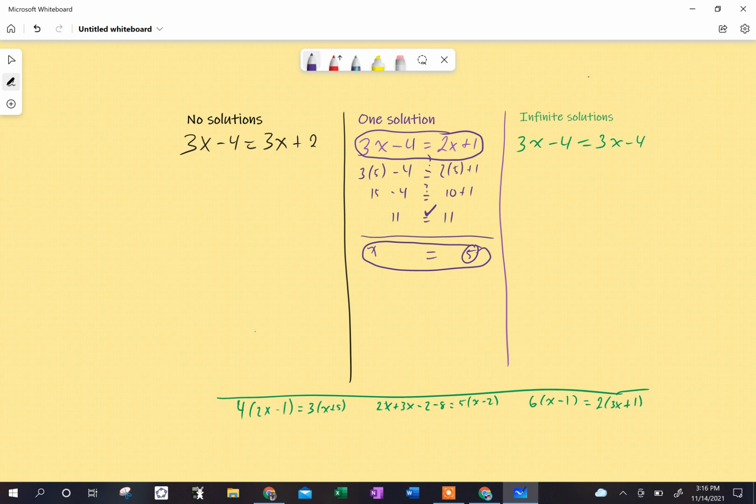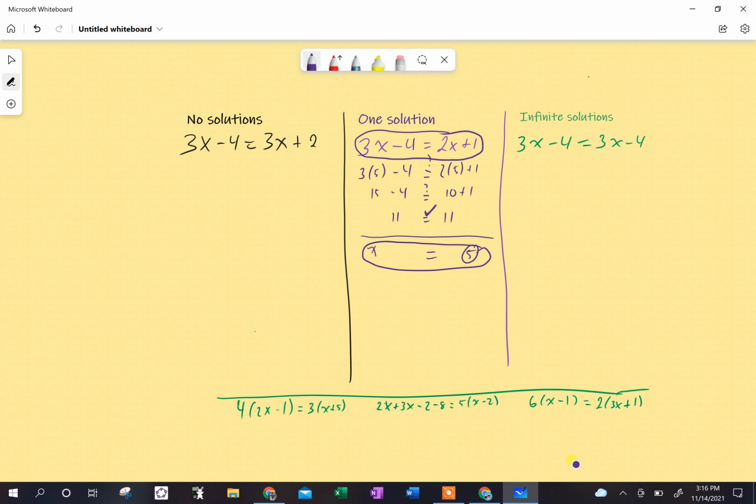And if you don't believe me, plug in other numbers. Type it into your calculator if you have to. But if x equals 0, this would become -4. And this side, the right-hand side, would become +1. -4 does not equal +1. So there is one solution.